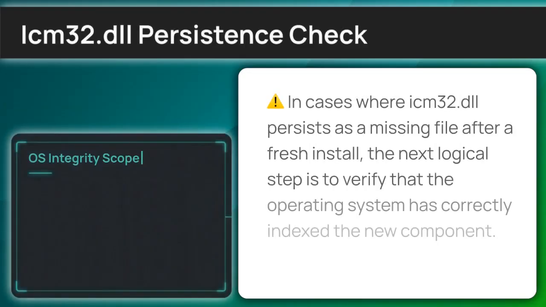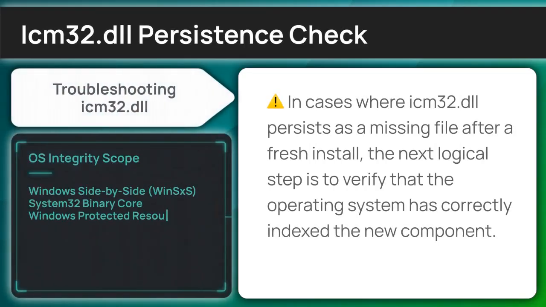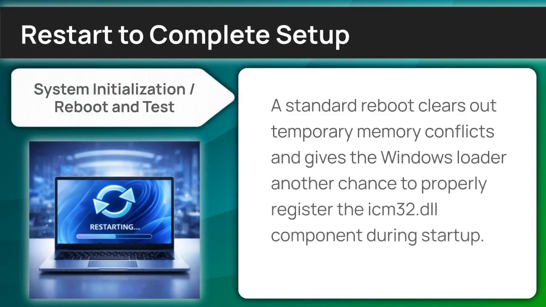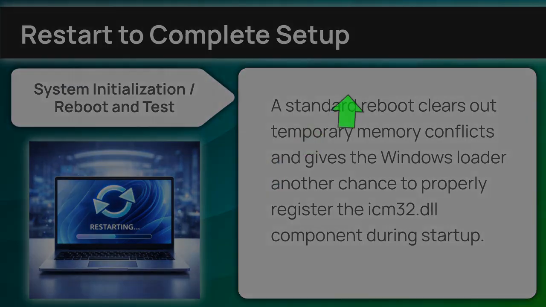If that initial setup didn't clear the pop-up, let's examine the specific initialization sequence assigned to your applications directory. A quick reboot can determine if the error is transient. While it won't fix a deleted file, it can re-establish the connection between your software and the icm32 library file if the path was temporarily busy.